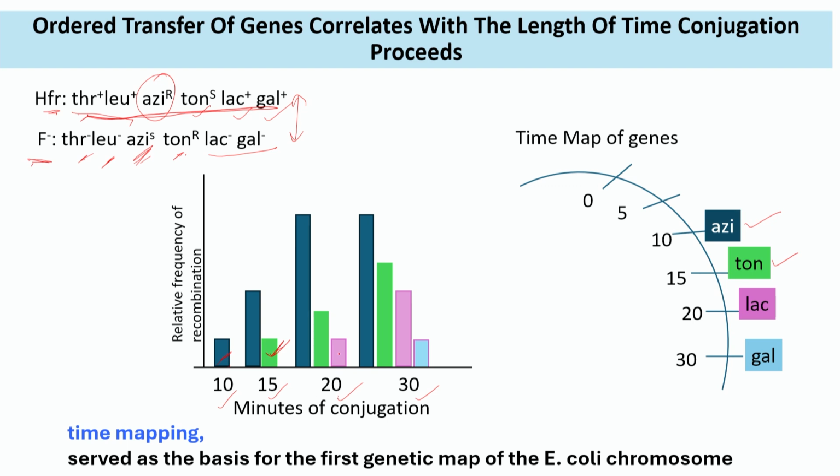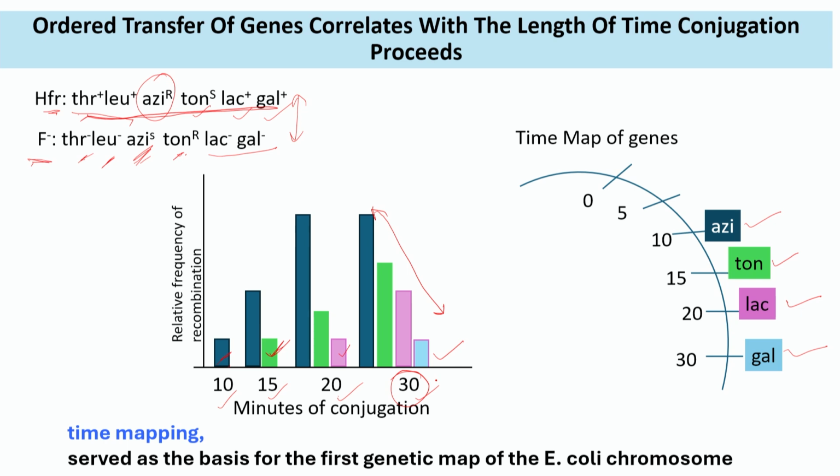After 20 minutes, they have another gene added, which is LAC. After 30 minutes, there is one more gene added, which is GAL. So you can see that at 30 minutes, this bacteria has 4 genes, although the maximum is shown for AZI because it got the maximum time to transfer. Now most of the bacteria are AZI resistant, and they also start showing the GAL positive phenotype. So with time you start seeing that genes show up in a linear order.